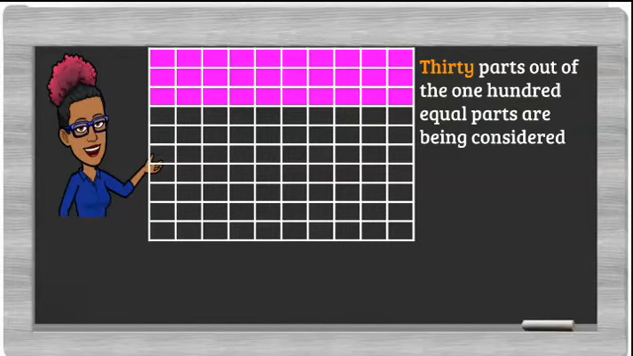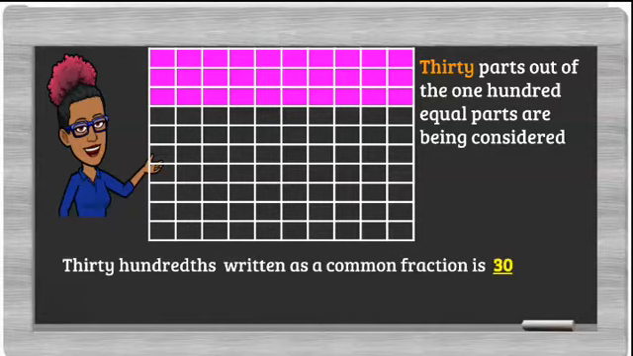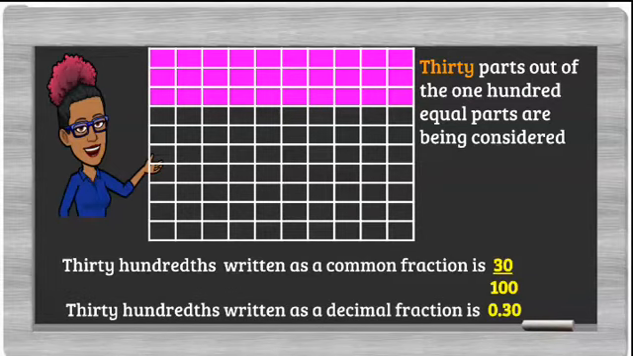We have another whole, and 30 parts out of the 100 equal parts are being considered. 30 hundredths, written as a common fraction, is 30 our numerator over our denominator 100. 30 hundredths, written as a decimal fraction, is 0.30. Again, that 0 in front of the point tells us that we're not looking at a whole. And after the point, we're dealing with fractional parts.